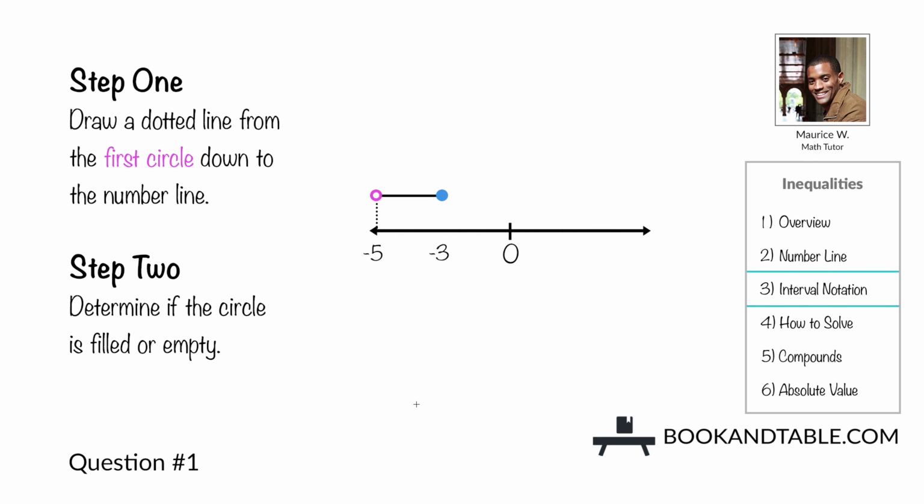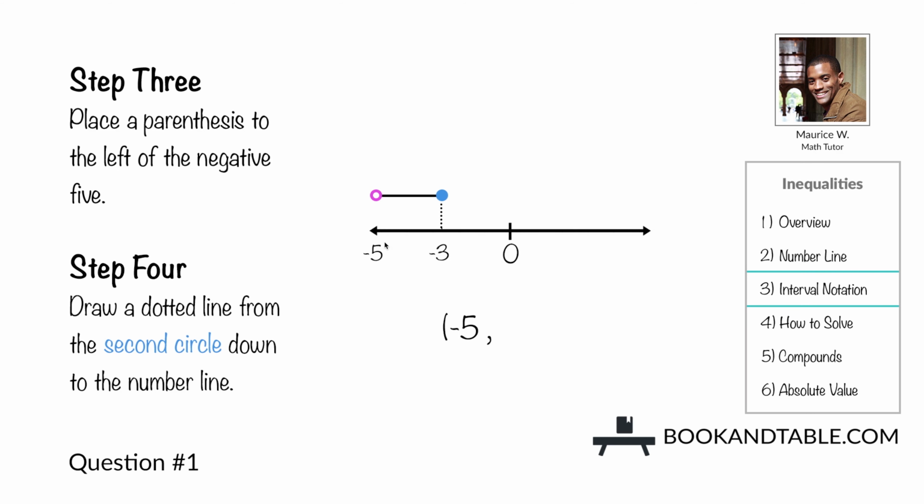Okay, so let's take a look at the first number line. Question number 1. Step 1, draw a dotted line from the first circle down to the number line. So we see we wind up at -5. Step 2, determine if the circle is filled or empty. So we see that it's empty, which means -5 is not included, which means step 3 is going to be to place a parenthesis to the left of -5. So this represents the smaller end of our range of values here.